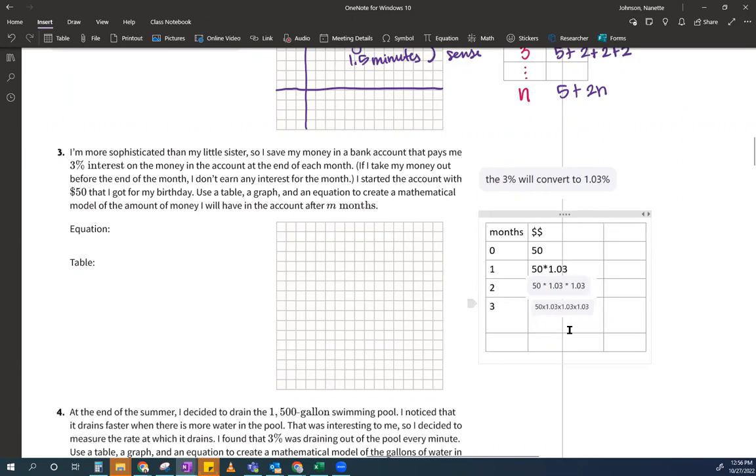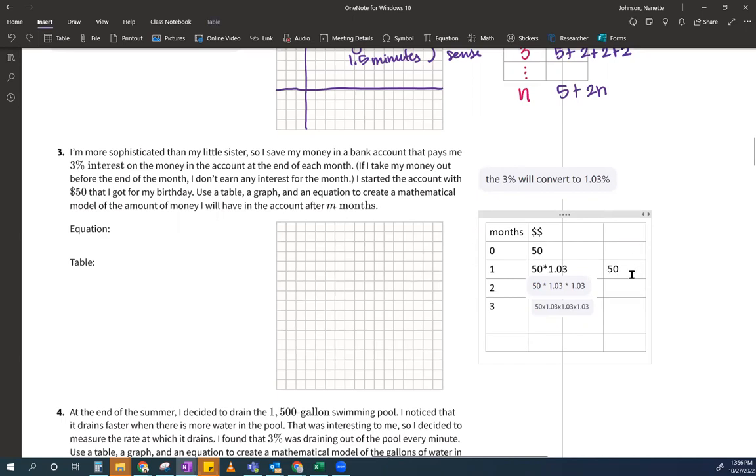Oh my gosh, I wish I could stop writing all these 1.03s. Is there a faster way to write 1.03 times 1.03 times 1.03? Oh, I wish there was, right? And then everyone's like, yes, Ms. Johnson, I got you. It's exponents. You're right. Okay, so that's what I'm going to write over here.